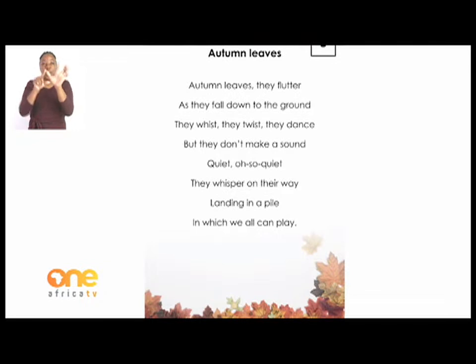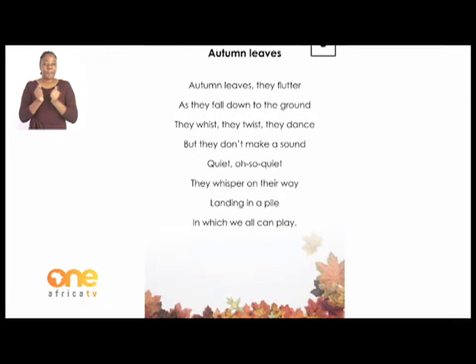Autumn leaves, they flutter as they fall down to the ground. They whisk and twist, they dance, but they don't make a sound. Quiet, oh so quiet, they whisper on their way, landing in a pile in which we all can play.